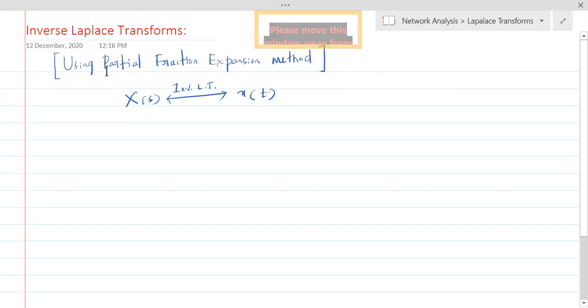Now, the given x of s would not be in a form suitable for applying the inverse Laplace transform. So we have to use the partial fraction expansion to bring it to the proper form before applying the inverse Laplace transform to obtain x of t. Is that okay with you, everybody?